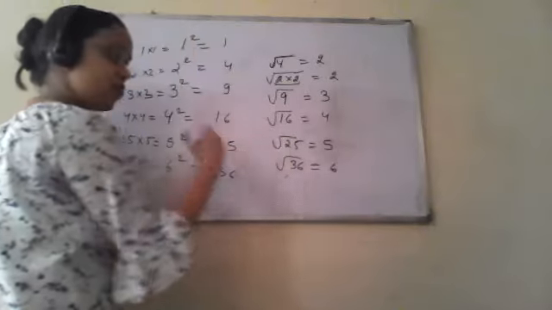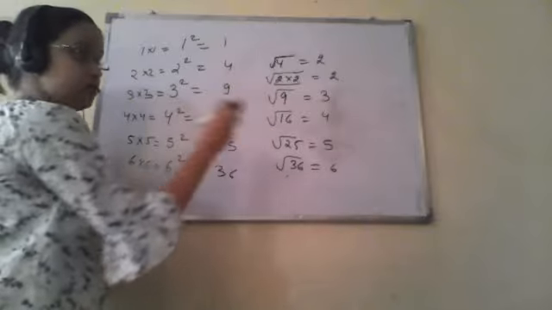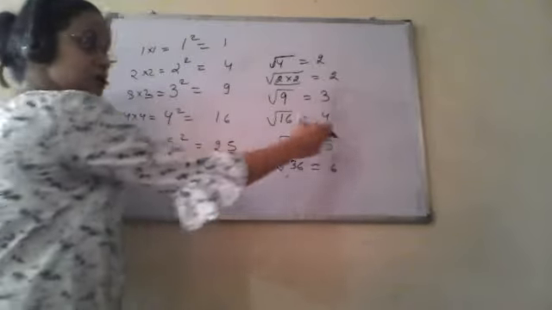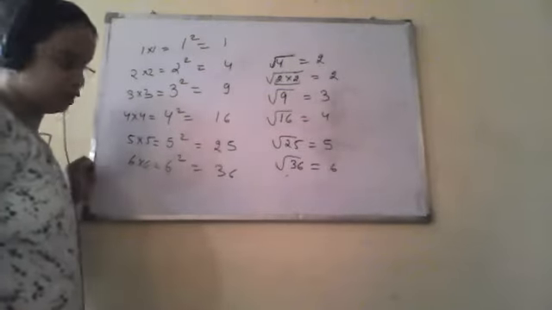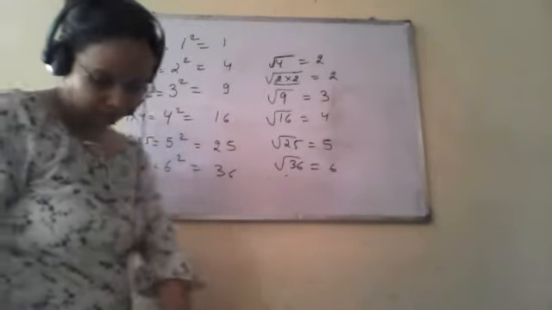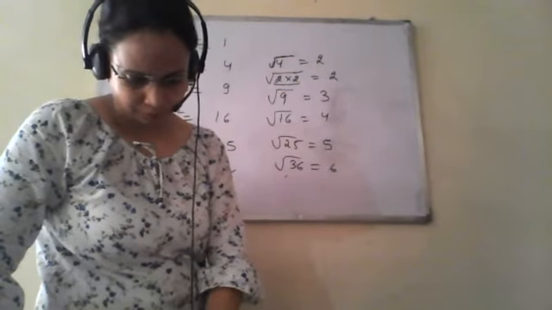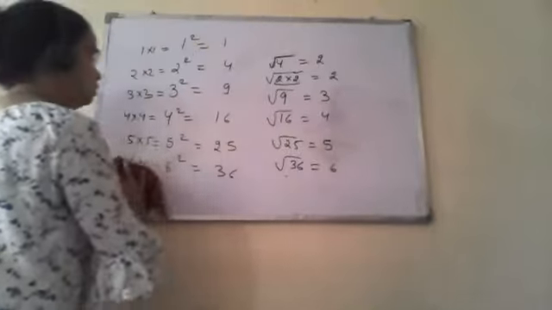So basically we have to write the number in prime factorization, and from a pair we will take one number out. That will be the square root of the given number. I hope this is clear. Now one more thing.